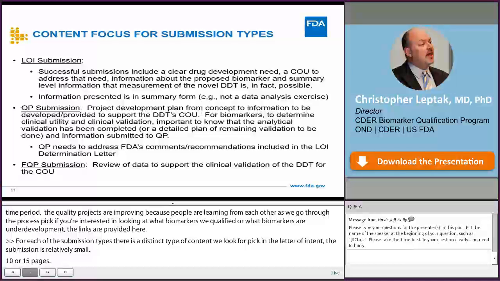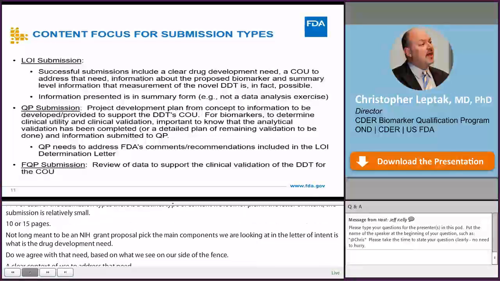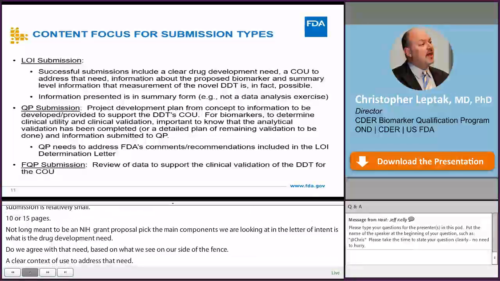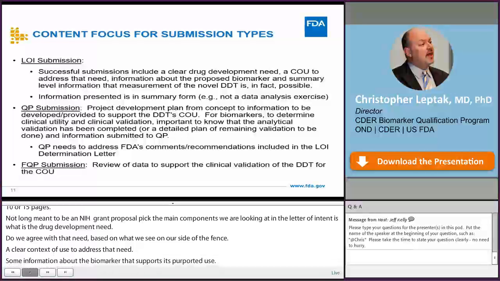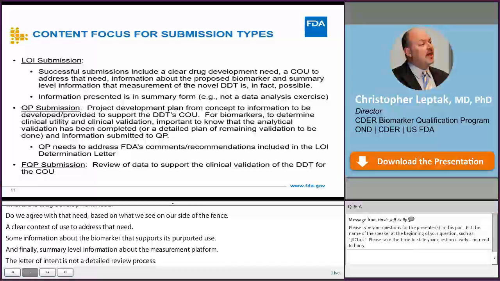Do we agree with that need, based on what we see on our side of the fence? A clear context of use to address that need, some information about the biomarker and that support its purported use, and then finally some summary level information about the measurement platform. The letter of intent is not a data review process, and we just want summary level information at this point. If you get a LOI accepted, the next submission type is a qualification plan.